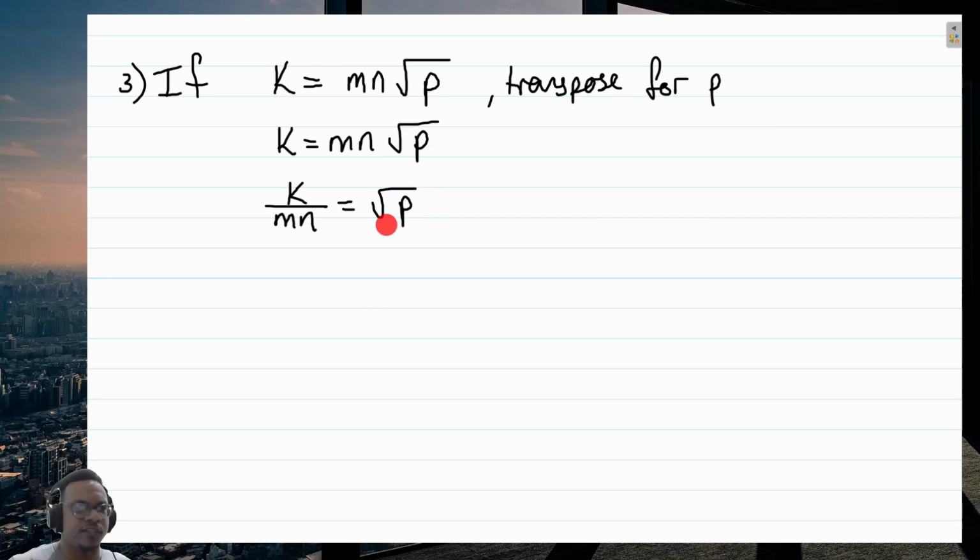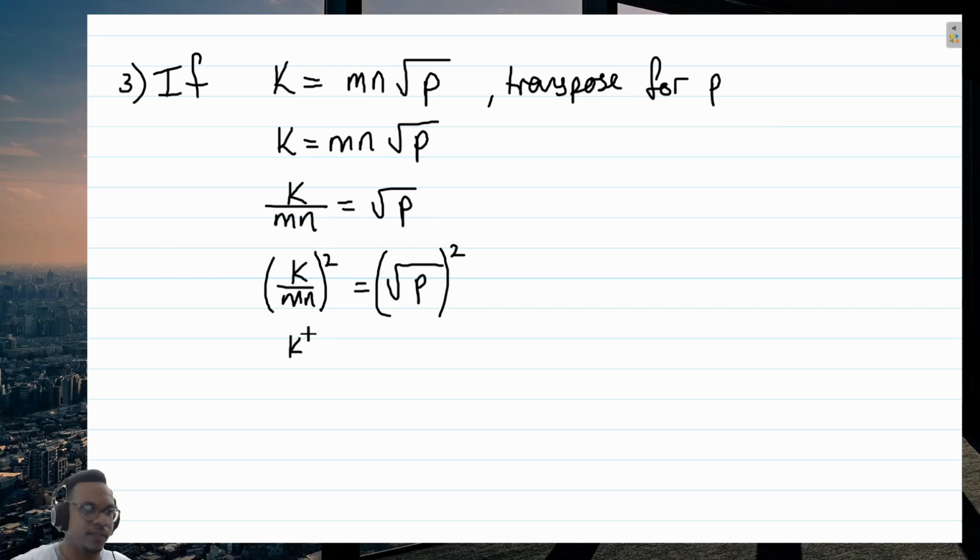Now that I have the square root of p on one side of the equal sign by itself, I will square both sides to get rid of the square root sign. So now the square root and the square would cancel out each other and I'll remain with p. And applying the laws of indices, I would square the k, the m, and the n. So I'll get k squared over m squared n squared is equal to p. And that's your answer.